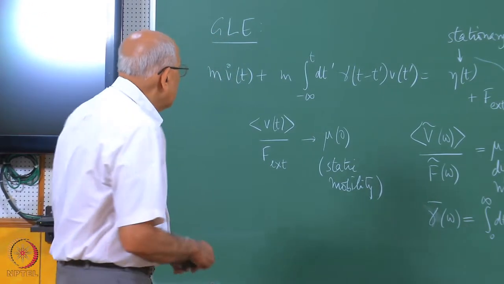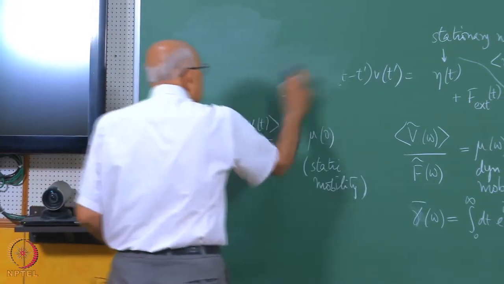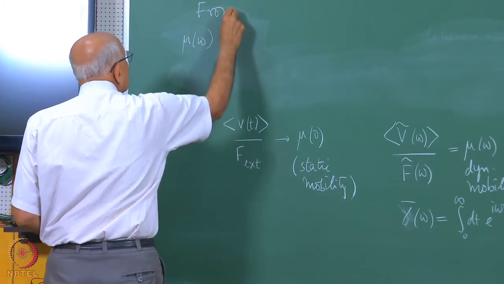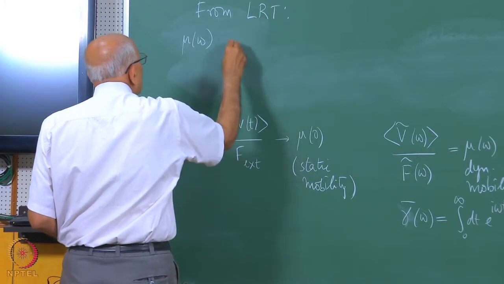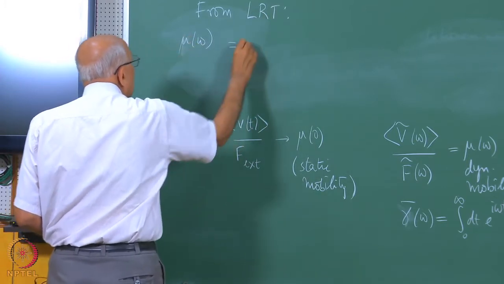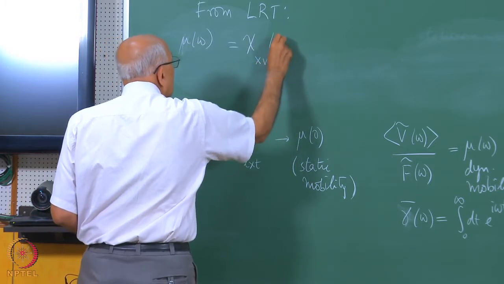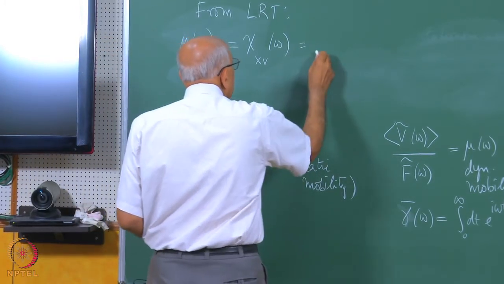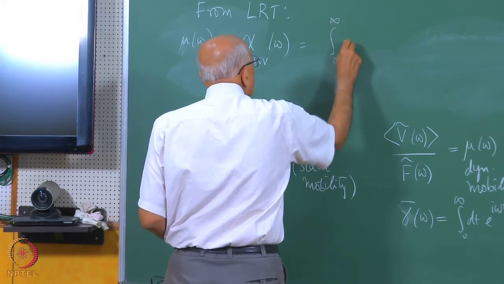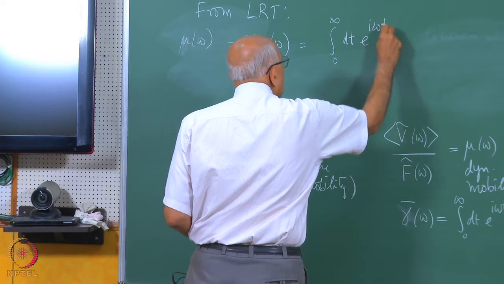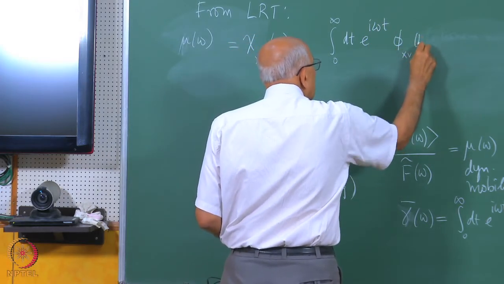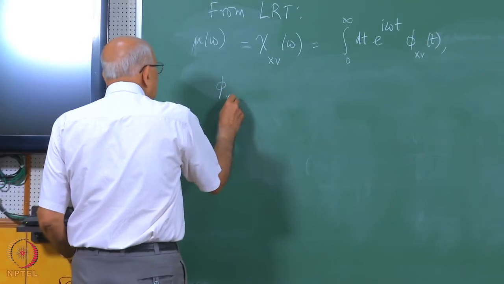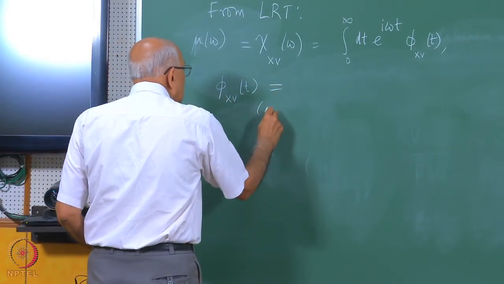So I want to emphasize again that the general formula we have for the mobility from linear response theory is that mu of omega is just the same as chi xv of omega, and we are looking at a classical particle. So this quantity is equal to the Fourier transform, the integral from 0 to infinity dt e to the i omega t phi xv of t. So it's a generalized susceptibility. And the question is, what's phi xv of t equal to? And this is classical.